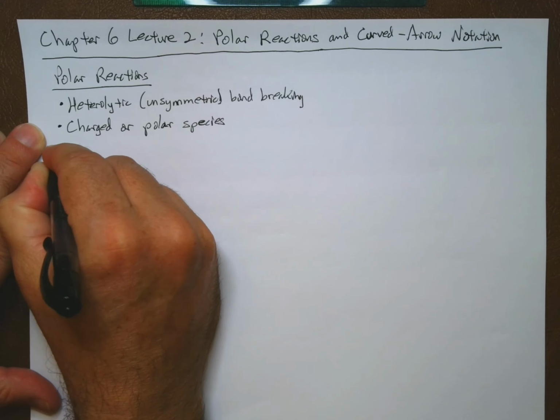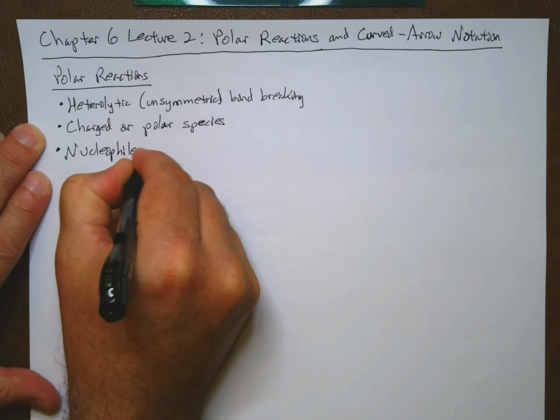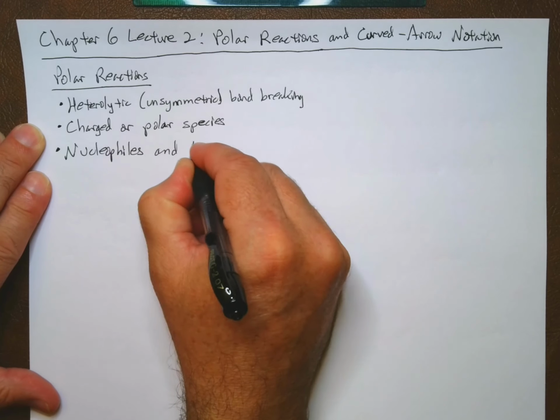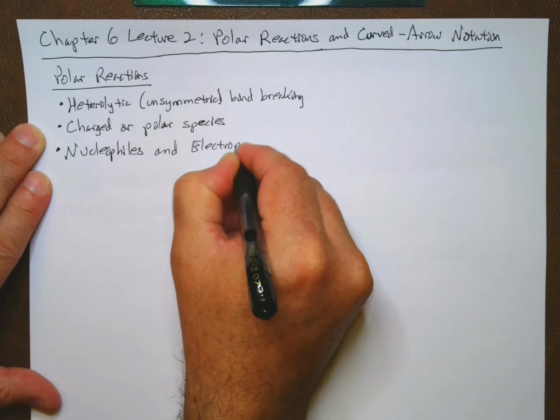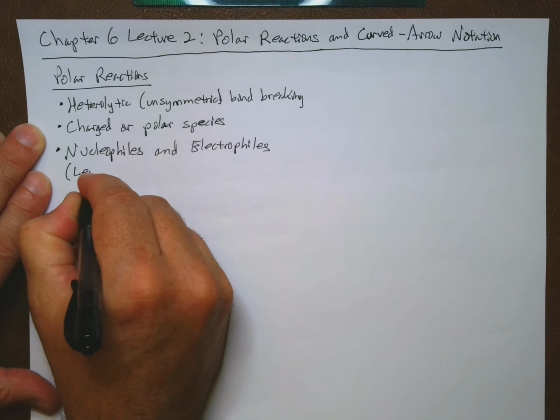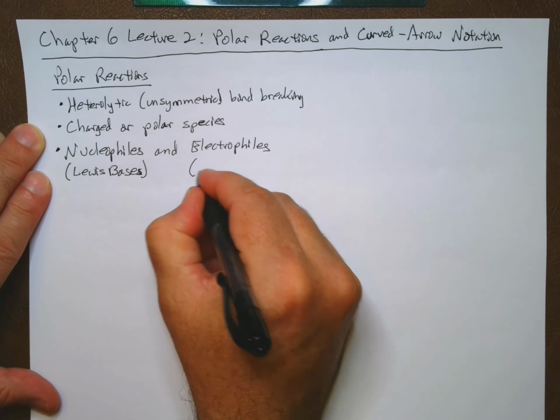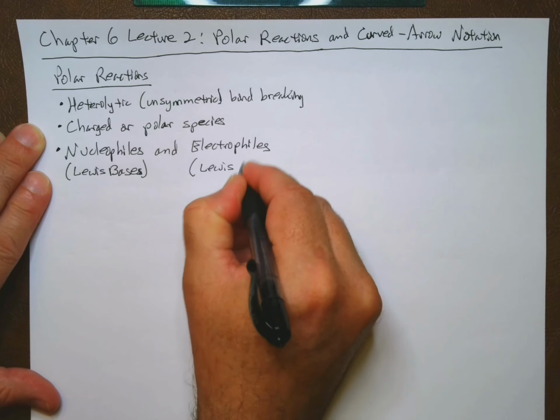In particular, we're going to encounter nucleophiles and electrophiles. Now remember, nucleophiles are Lewis bases, and electrophiles are Lewis acids. So it becomes important to be able to identify those, which I think most of you were able to do on the acid-base quiz.